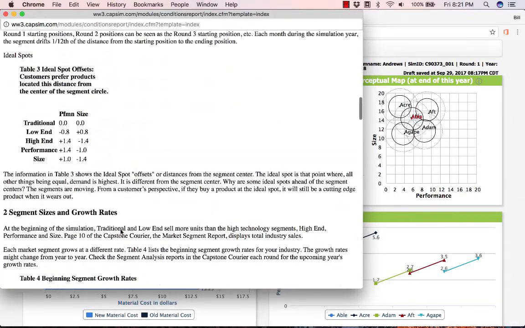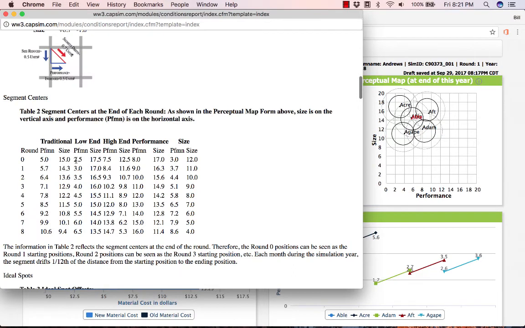Where's my drift rates? There we go. And there's our high-end product, and I always have a dickens of a time reading these things. So is that right? Yeah. So hang on a sec. Okay, 5, 7, 14, 3, 307. Okay, so high end and performance, we're looking at next round.